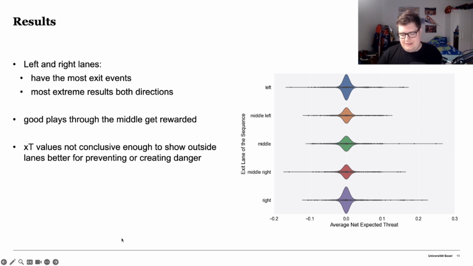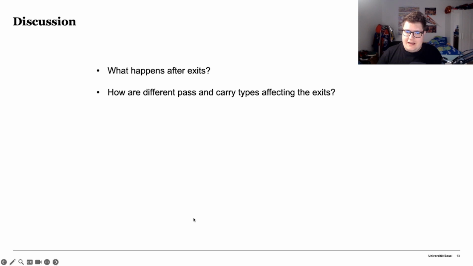And yeah, in the end we can also see that the values are not really conclusive enough to show that the outside lanes are better for preventing or creating danger. But what did we learn from that? Or what could we also work on further after the project?